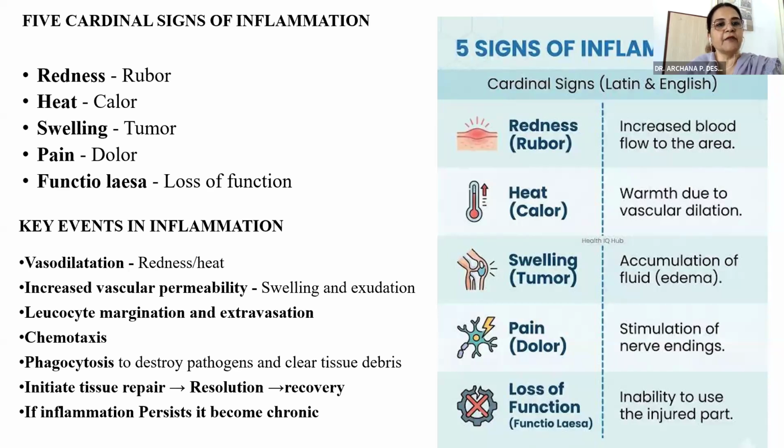Because of the key events that are occurring in inflammation, that is vasodilation, which results in the redness and the heat. The increased vascular permeability, because of the chemical mediators of inflammation that we are going to talk about soon after, results in the swelling and the exudation. And of course, there is going to be a lot of activity related to the WBCs, where there is margination and extravasation. That means they come out of the vascular compartment into the extravascular space, and they move exactly to the site of the inflammation where their action is required.